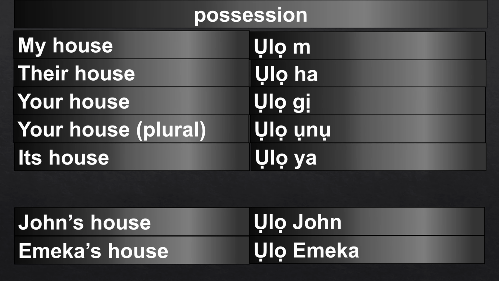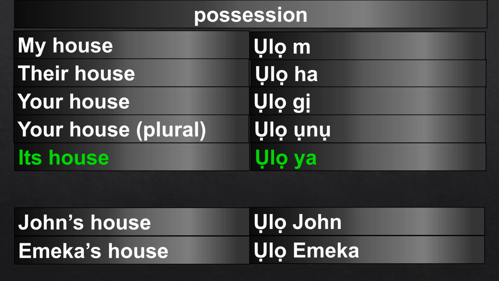Now, before we go into possession with the apostrophe, let's look at some possessive pronouns, or possession with pronouns. So for example, we have my house. My house is ulom. So ulo is house, then m is my. Their house, uloha. Your house, uloge. Your house, that's plural your, more than one person, is ulo unu. Its house is uloya.